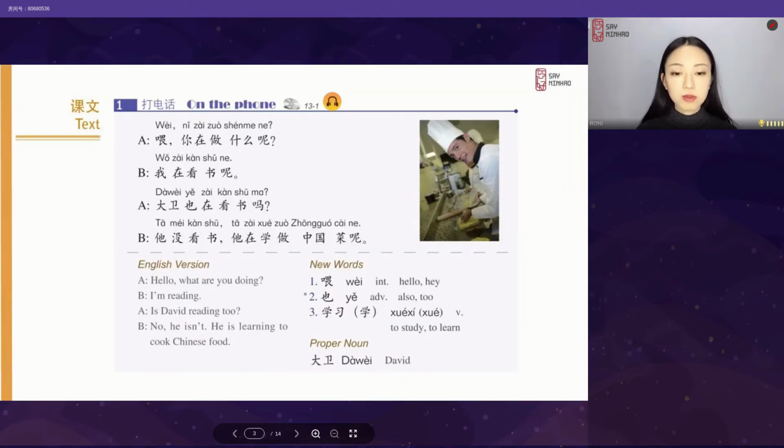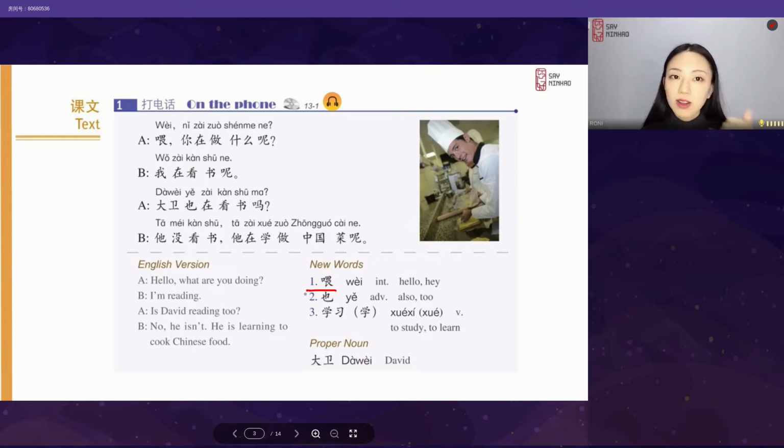Okay, now let's move on to our text one. Let's see, first new word is wei. Read after me, please. Wei. It means hello. Hey. When we want to call someone in some conversation at the start, we can use wei to call someone. But it is not that polite, so don't try to use it to any strangers. Try to use it to a familiar friend, okay?